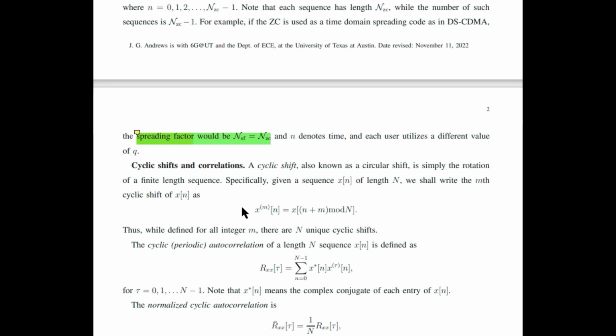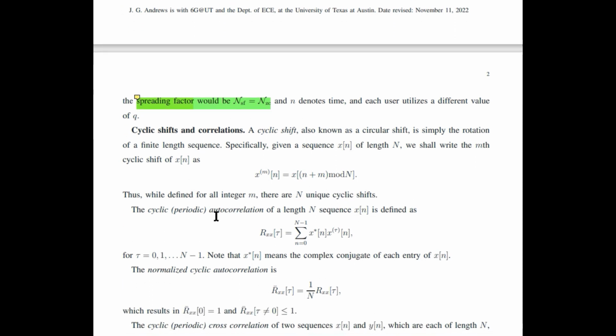That is basically the definition of a cyclic shift and the correlation. Here we define, for all integers m, n, the unique cyclic shift. Cyclic periodic autocorrelation is defined in such a way that it is periodic. Periodic means that you can simply consider it as wrapping around backwards also.